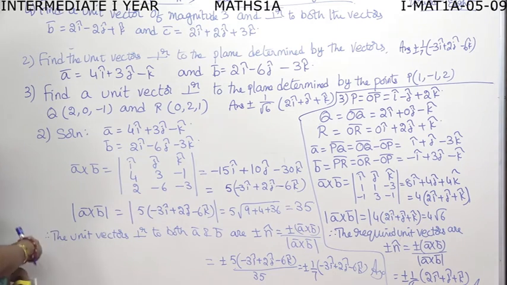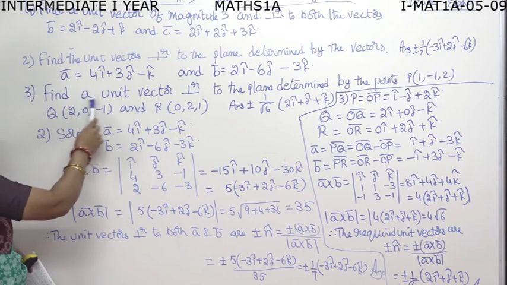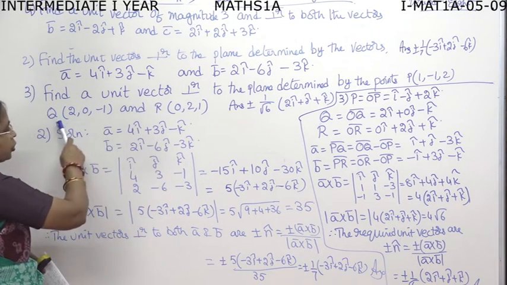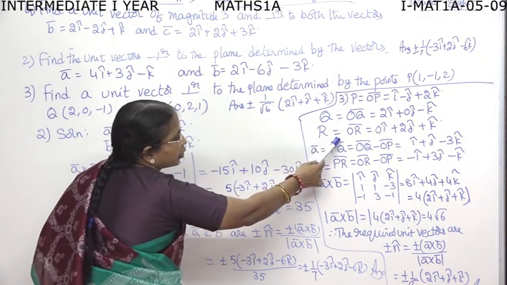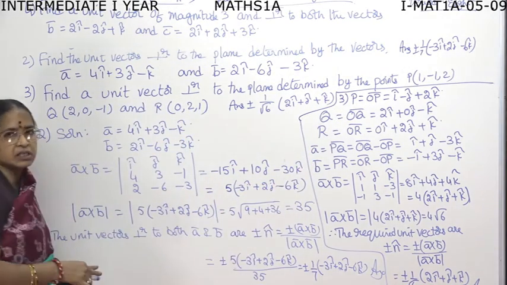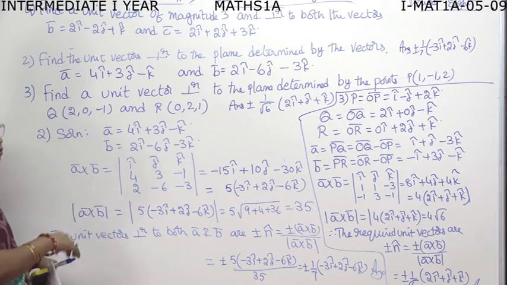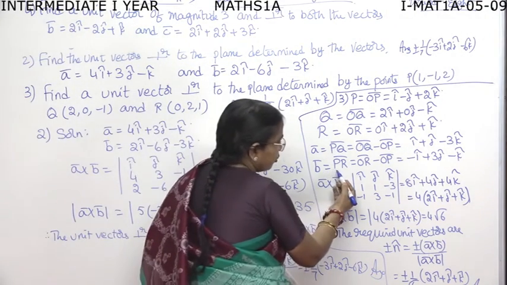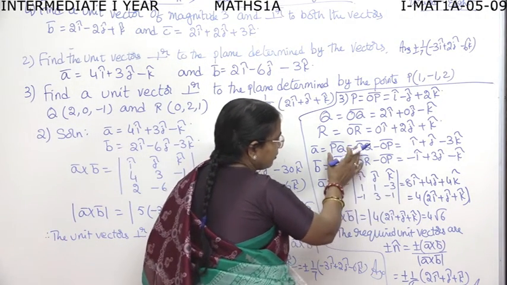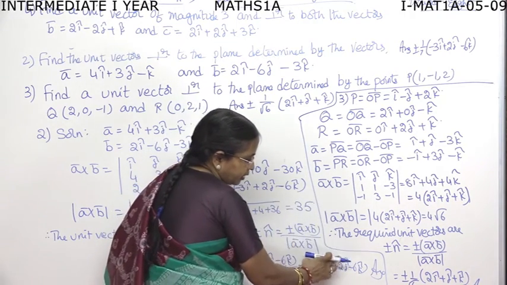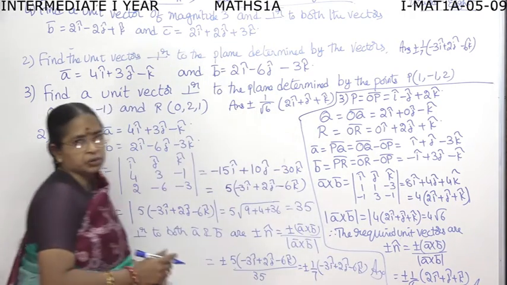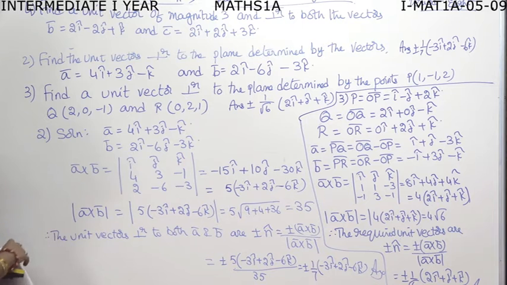Substitute 5 times 7 is 35 like this. You will get it. Okay. Now in this third problem, you are given the points P, Q, R. So you convert. You take the points as OP, OQ, OR. Then find A, B vectors. A is PQ, that is OQ minus OP. B is PR, that is OR minus OP. You convert these 3 points into two vectors like this. Then take the cross product. Then write the formula. Then substitute. So that is how we do these two problems.